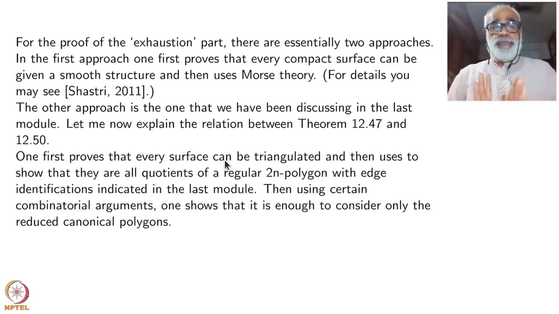The proof of this is not at all easy. The proof of giving a smooth surface is even much harder, actually. Anyway, you have to assume that they are triangulated. From the triangulations, you can get a regular 2n-gon with edge identifications, as indicated in the last module.